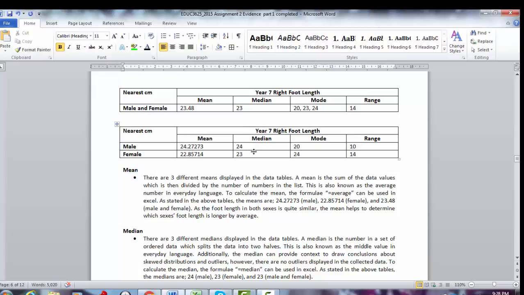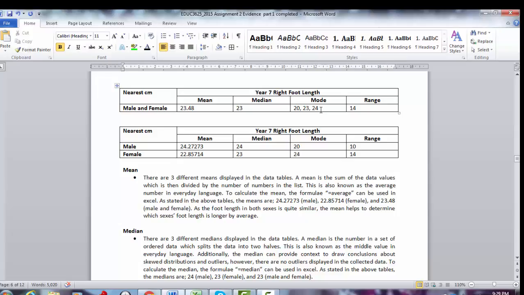Then you've also got your mode. So there are 5 different modes displayed in the data tables. To calculate the mode, the formula equals mode bracket select data bracket enter can be used in Excel. So as stated in the above tables, the modes are 20 for male, 24 for female, and 20, 23, and 24 for the male and female data.